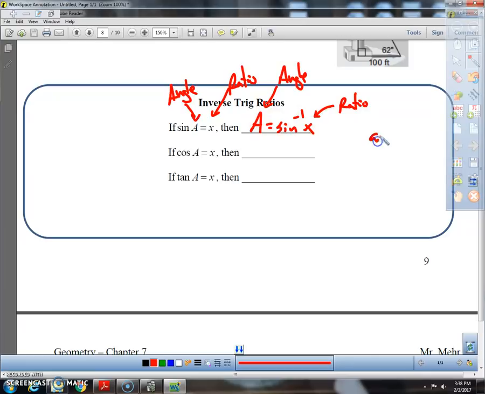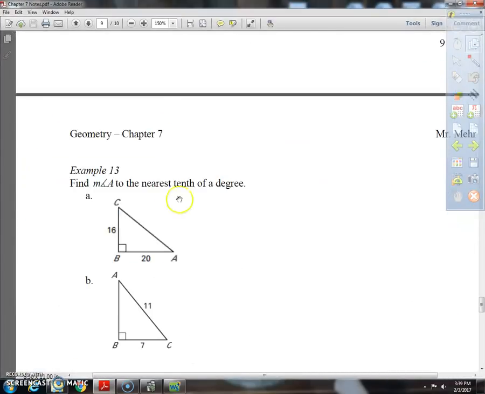There is another term you might see sometimes where it's referred to as the arc sine. That's the same thing as this. We're not going to use that terminology in here. All right, if the cosine of angle A equals x, then the measure of angle A is going to equal the inverse cosine of x. And if the tangent of angle A equals x, then the angle measure is going to equal the inverse tangent of x. So we can use the same ratios. We're just using them backwards to figure out what the angle is, and our calculator is going to help us do that. So let's look at that first example down here.